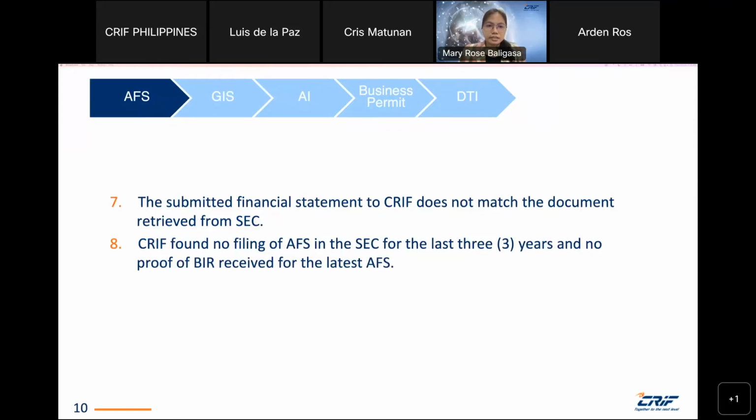and no proof of BIR receipt for the latest AFS. So sa mga ganitong scenario, we will think na non-filer na yung company. Therefore, since hindi siya nagko-comply, red flag na to sa amin.